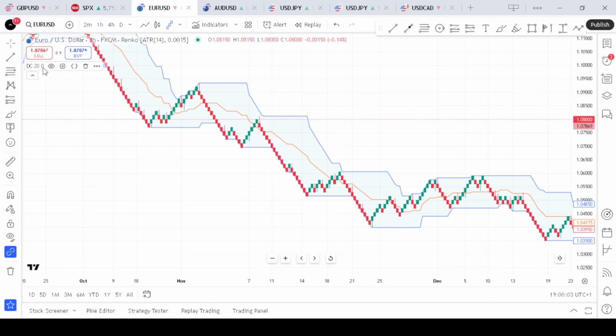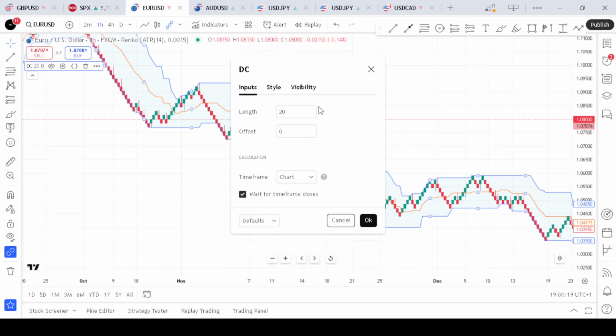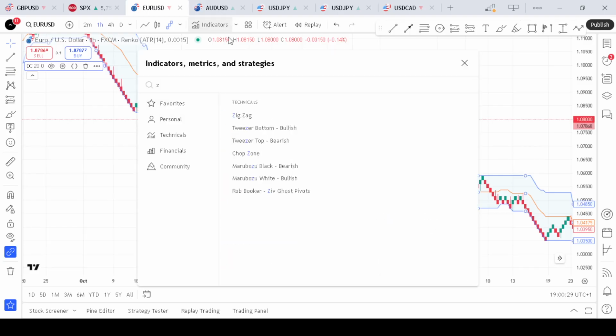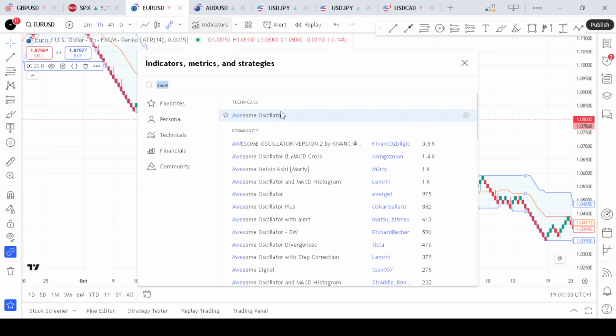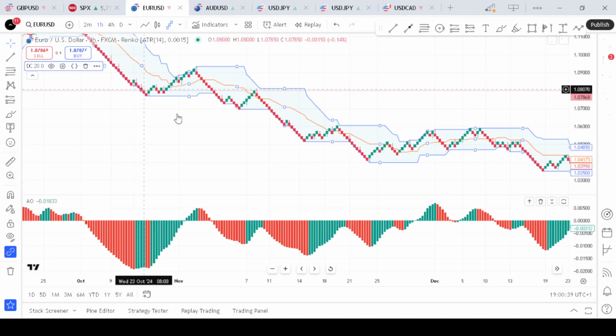Next, you add your 20 period Donchian channel indicator to your chart. This provides you with a dynamic support and resistance level. Finally, include the awesome oscillator for additional confirmation of your trading setup. You can see this is the 20 period for the Donchian channel indicator, then we'll add our awesome oscillator for additional confirmation. This is how we set up our chart.